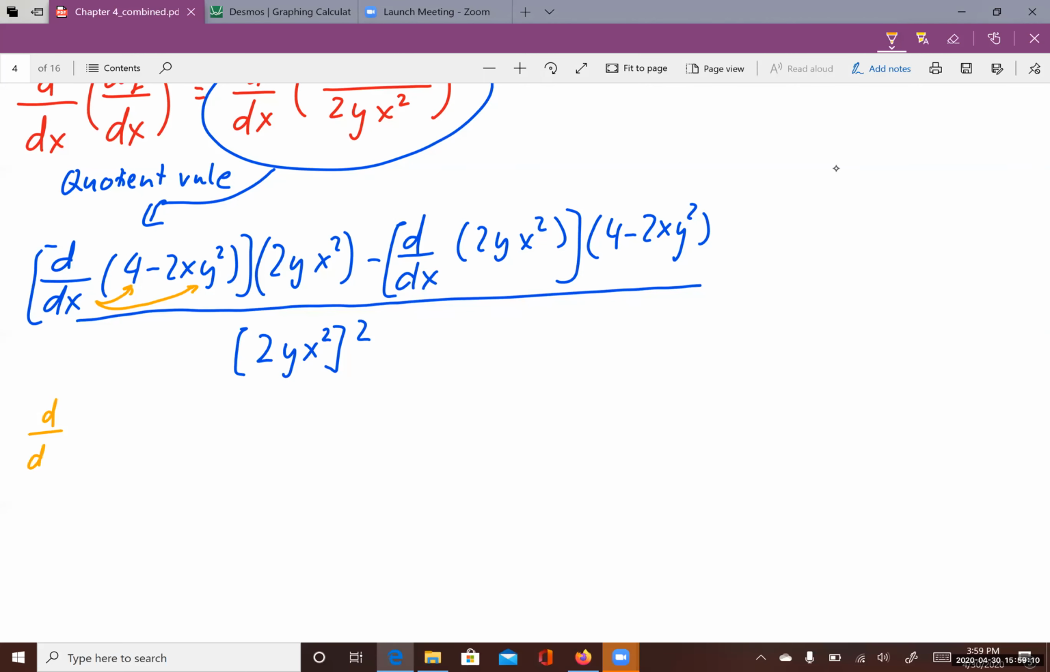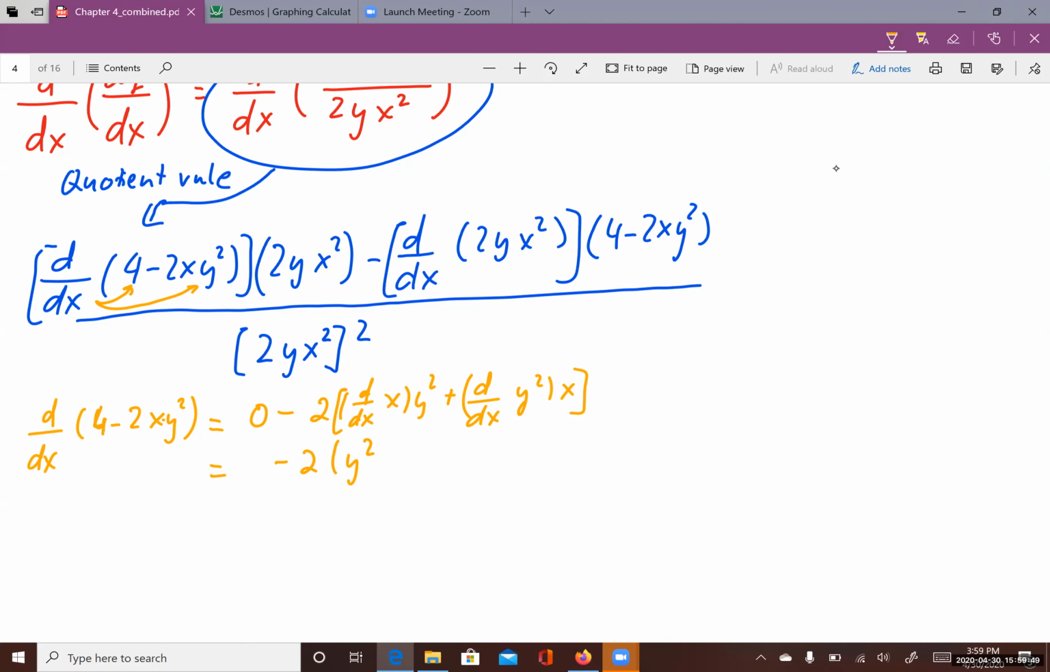So my point is I wanna find this derivative separately. And it's gonna be equal to, so the derivative of 4 is 0, right? Minus 2 times, using the product rule, d/dx of x times y squared plus d/dx of y squared times x. d/dx of x will be just 1. So negative 2, 1 times y squared, it's just y squared.